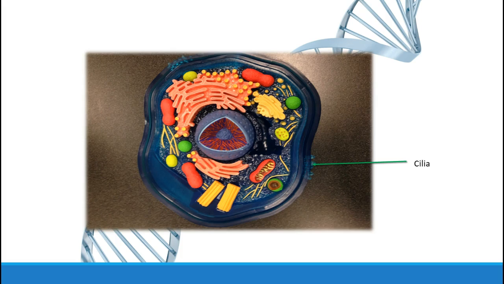Some cells have a flagellum or cilia which help to propel the cell in different directions. Cilia are tiny projections while flagella are long tails.